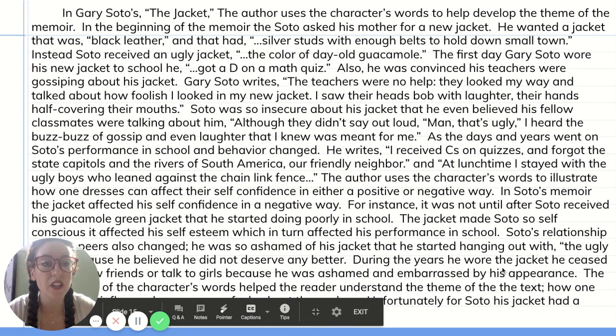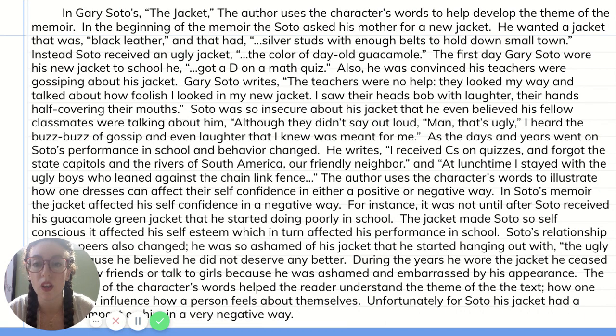The first day Gary Soto wore his new jacket to school, he got a D on a math quiz. He was convinced his teachers were gossiping about his jacket. Gary Soto writes, "The teachers were no help. They looked my way and talked about how foolish I looked in my new jacket. I saw their heads bob with laughter, their hands half covering their mouths."